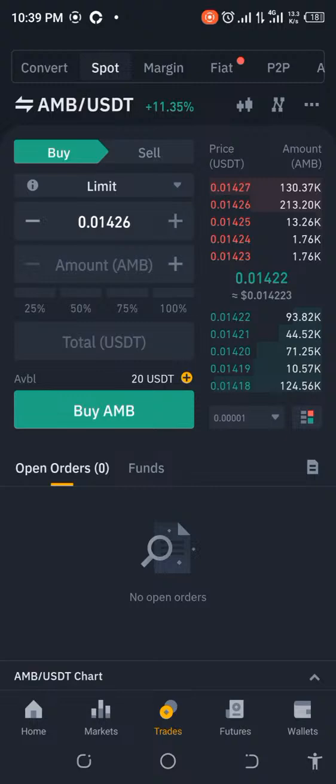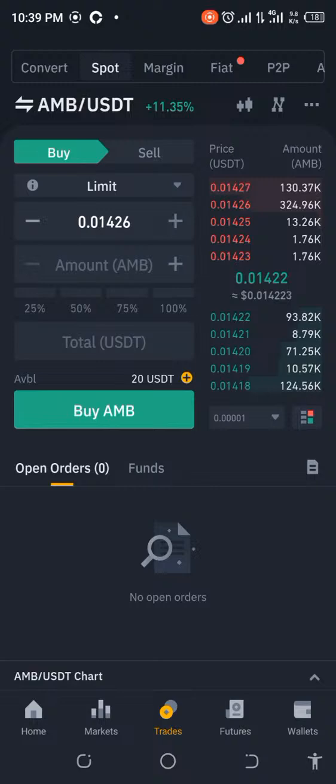Today, we're on another episode of Inter-Exchange Arbitrage. So what do we have here? We've got AMB USDT. We're going to be using Binance and MEXC today. It's a new platform that I'm testing, and I hope it actually works out the way I expect. But let's go ahead and try out what we have.